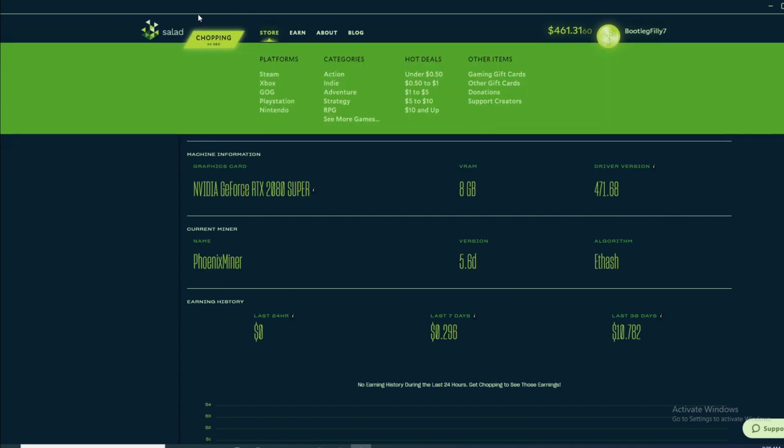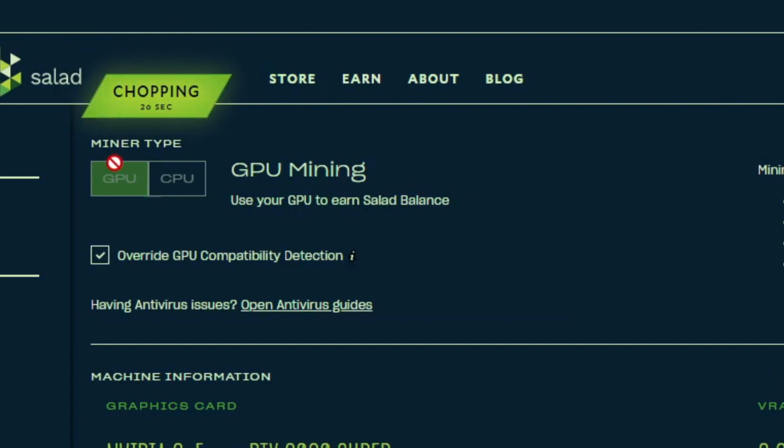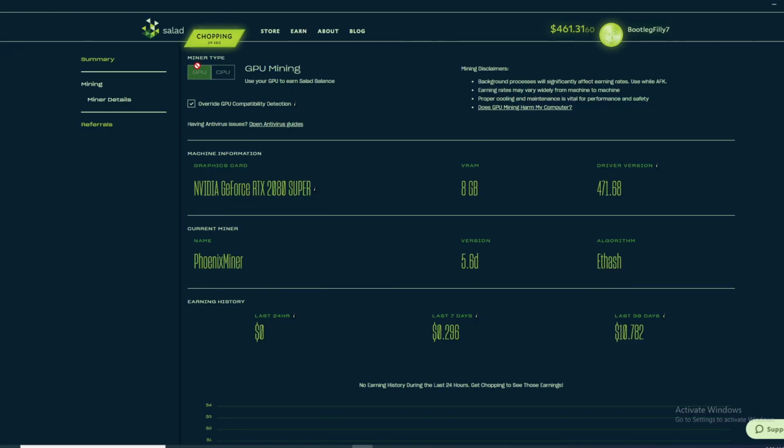And as you can see, in the first 20 seconds, I am chopping. Now, if this is your first time using Salad, this can take up to 30 minutes. So do not be surprised or act like it's a scam, because it's not, I promise you. Sometimes it can take up to an hour depending on your GPU, but I hope this is helpful to you so far.